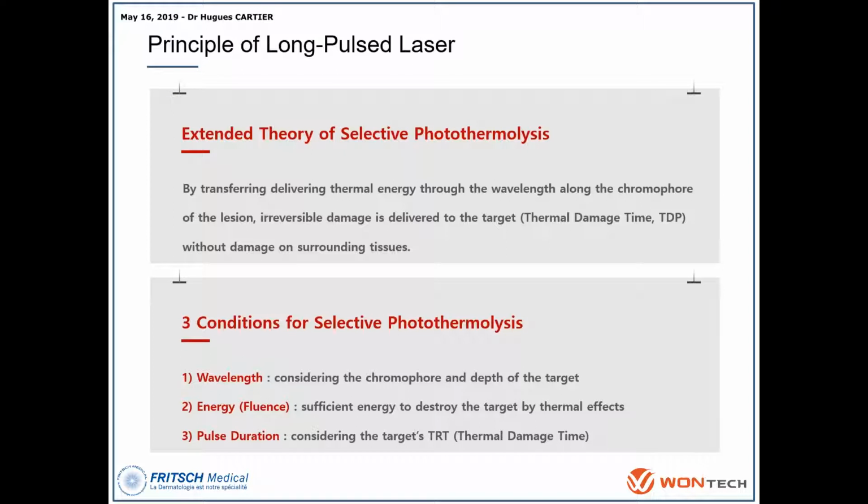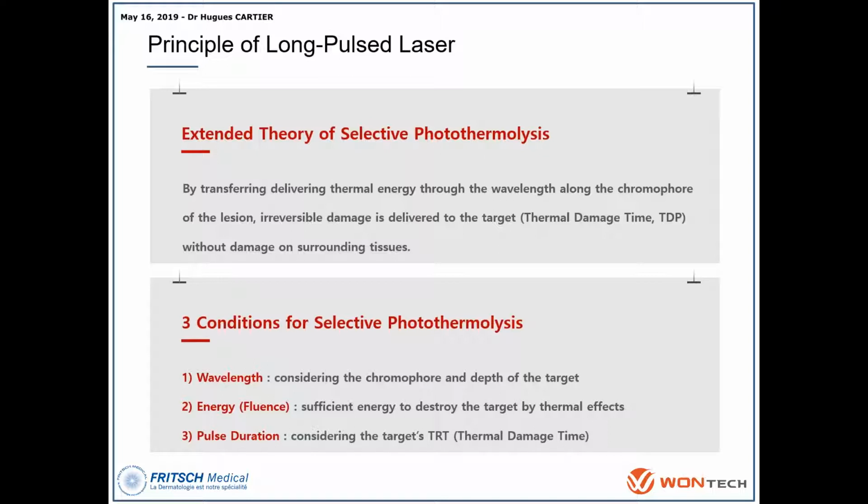First, we can discuss the theory of selective photothermolysis. We need three conditions to have photothermolysis. The wavelength is very important to recognize the chromophores to be absorbed by the photon. And the energy: you need enough energy to destroy the target by a thermal effect. And very important, the pulse duration, that is the thermal damage time, and it's a power of this device that you can modify as well.